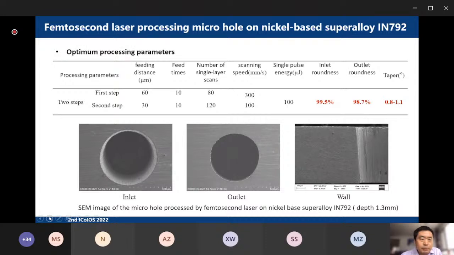And we optimized the parameters, and we processed the microhole with a little bit better quality for the inlet and the outlet of the microhole. It looks better. So please, next.